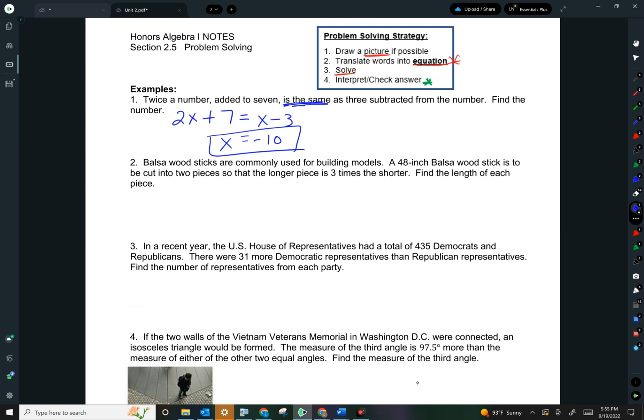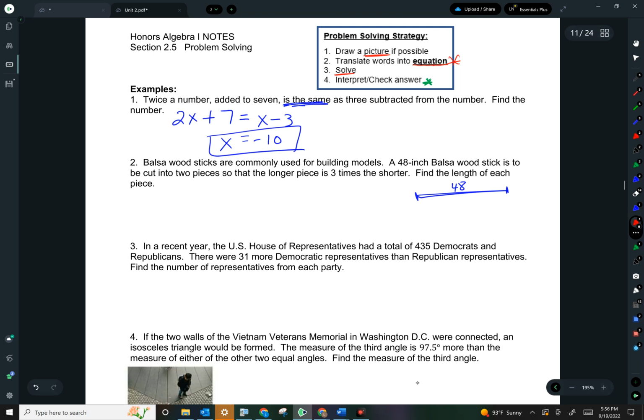Balsa wood sticks, so that's just a certain kind of wood, are commonly used for building models. A 48-inch balsa wood stick. Okay, so here's my 48-inch. So from here to here is 48, right? The 48-inch stick is cut into 2 pieces. All right, so I'm going to cut this into 2 pieces.